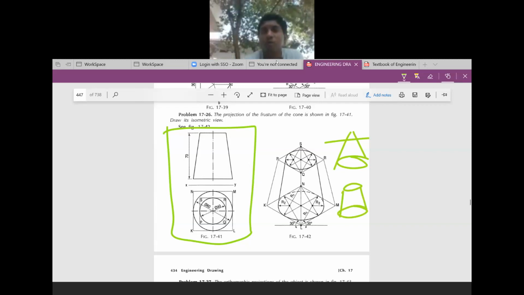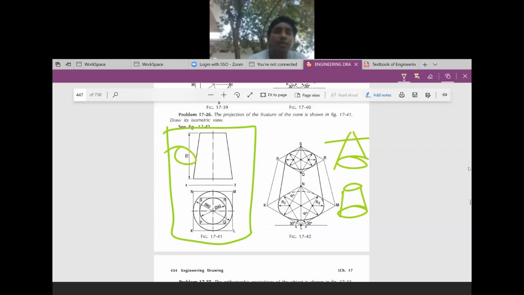Now we are going to draw the frustum of a cone here. Understand? Here he has given both top and bottom diameter and height as well. The height is 70 mm, the top diameter is 40 mm, and the base diameter is 60 mm. Now you are going to draw these diagrams here. So see here, 40 and 70.